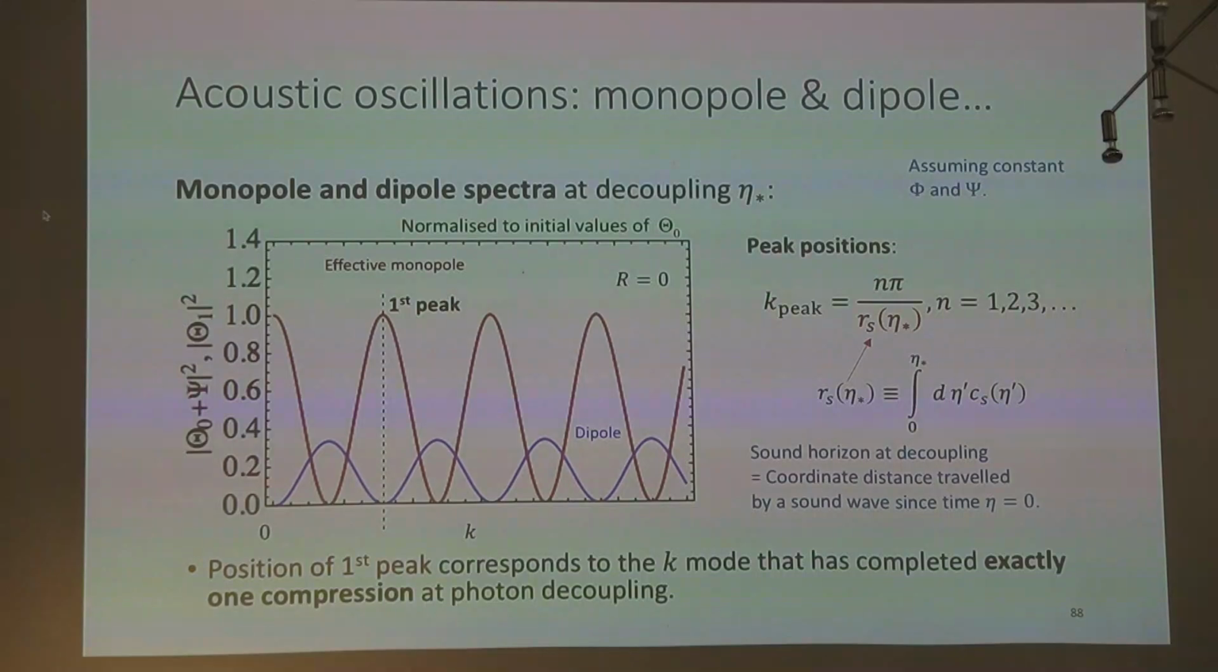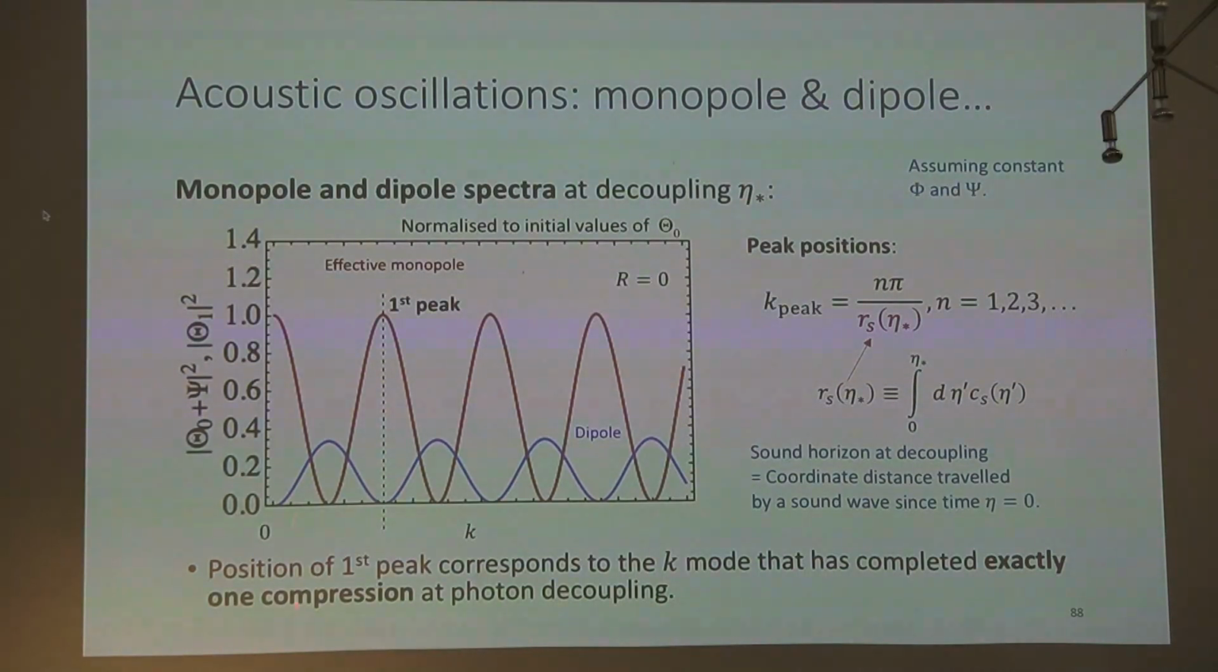Now, one thing you can already establish using what we have written down here from the WKB approximation solution, is the positions of the peaks. Okay, and in fact, the first peak on the monopole occurs here. And there's a very simple expression you can write down. The location of the peak is just n times pi divided by rs, the sound horizon. Okay, if you want the first peak, you get n equals 1. You want the second peak, you put in n equals 2, so on and so forth. You have a series of acoustic peaks.